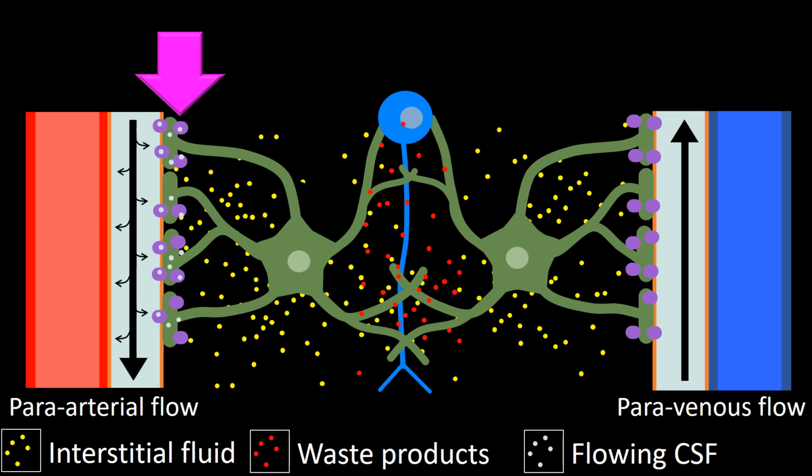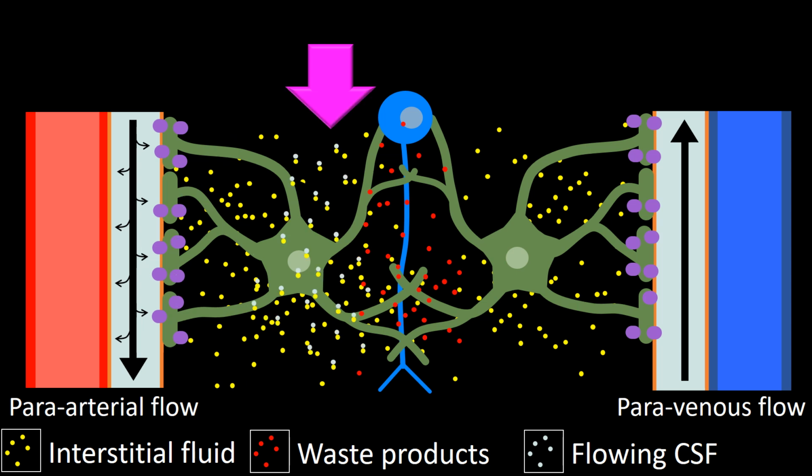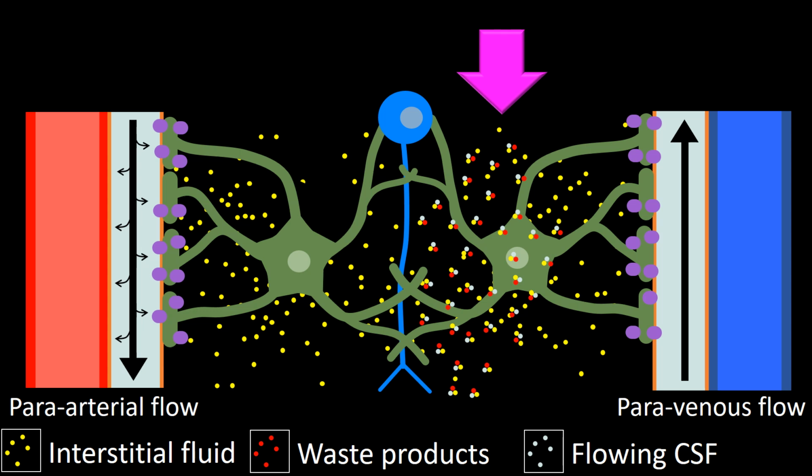Now the first wave of flowing CSF appears on the channels facing the parenchyma, and now they have entered the interstitial space. The flowing CSF advances in the interstitial space, likely propelled by the force generated by the arterial pressure produced by cardiac contraction, as you see here. Now you see a trio of light blue, yellow, and red dots. This represents the flowing of CSF taking along interstitial fluid and waste.